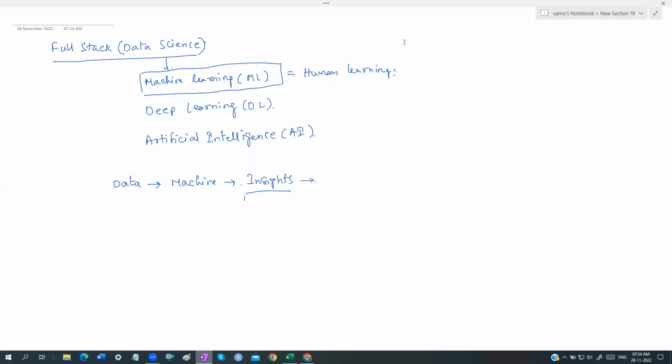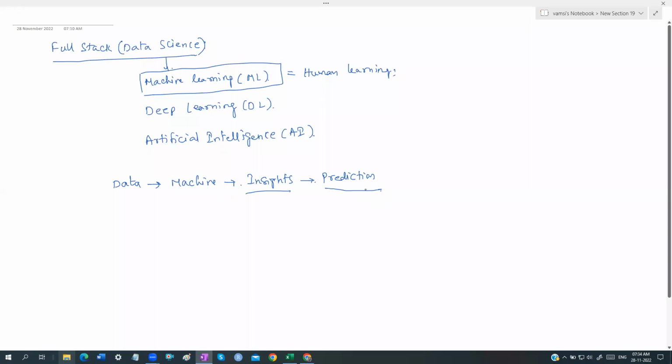So data was given to the machine. Machines are able to understand the data, and based on that understanding or learning, we can do some kind of prediction. So data was given to the machines, machines learn from the data, and whatever knowledge they got, we call it insights. Based on the insights, we are going to do some kind of prediction.